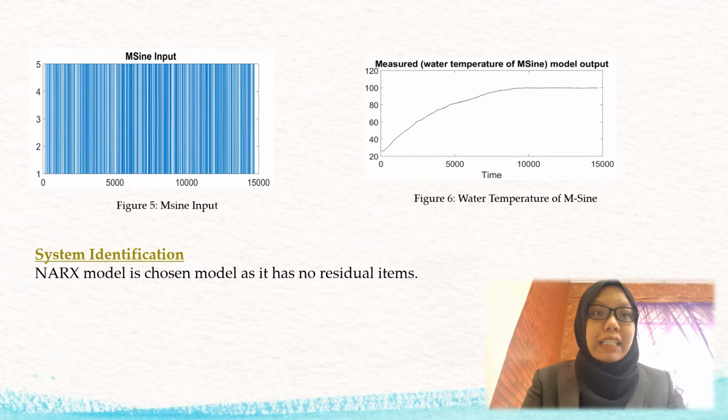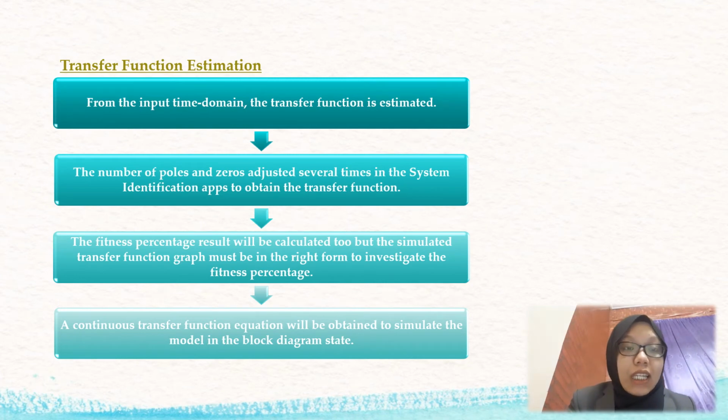For system identification, the NARX model is chosen as it has no residual items. For the transfer function estimation, the transfer function is estimated from the input time domain. The number of poles and zeros is adjusted several times in the system identification app so that the simulated transfer function is in the right form. After that, the fitness percentage will be obtained. And lastly, the continuous equation will be obtained to use on the Simulink block diagram.